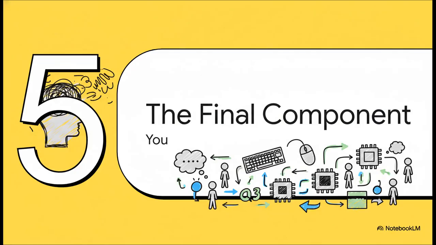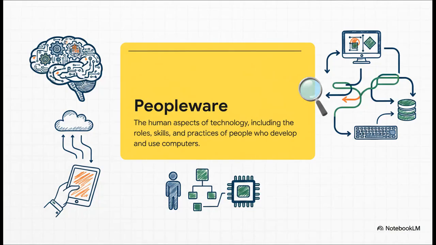But wait, there's one more piece to this puzzle. One more absolutely critical element to make any computer system actually work. And that last component? Well, it's you. Yeah, there's actually a name for this: peopleware. And it's this idea that a computer system isn't just the machine. It includes the human element, the skills of the person using it, the creativity of the people who programmed it, and the vision of the people who designed it.